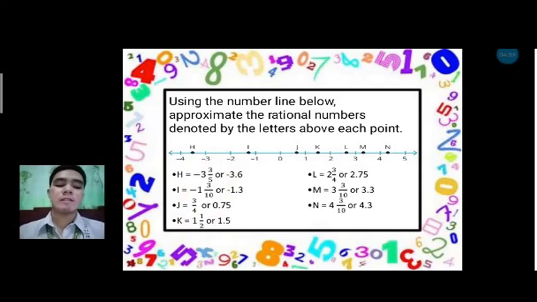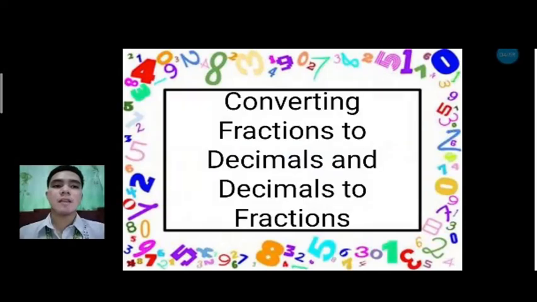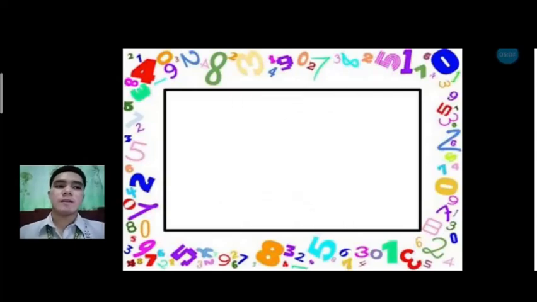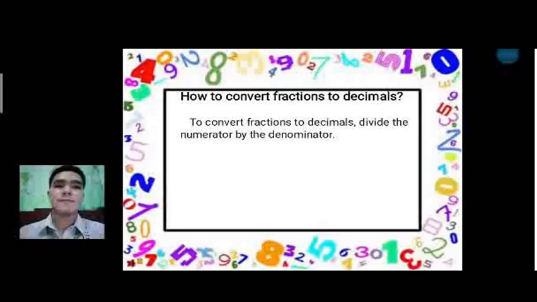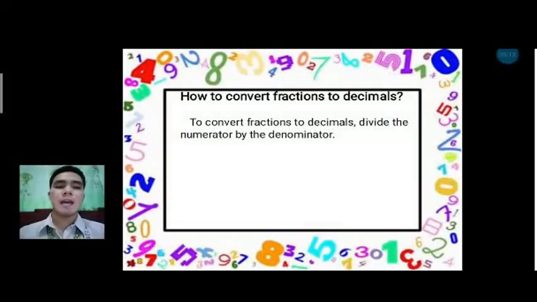Because today we're going to deal with converting fractions to decimals and decimals to fractions. First, let's have converting fractions to decimals. How to convert fractions to decimals? Take note that to convert fractions to decimals, you have to divide the numerator by the denominator.